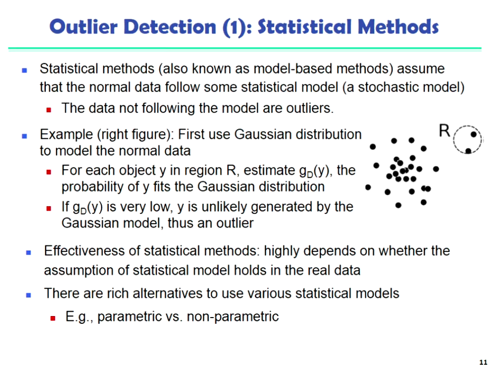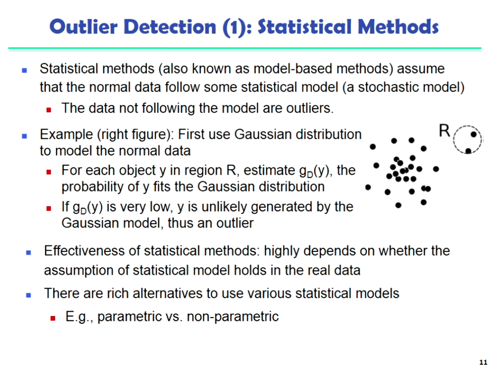So for example, in this example, we will calculate the probability of each object that fits the Gaussian distribution. And if the probability is very low, in this case, this object is unlikely generated by the Gaussian model. Thus, it will be considered as an outlier. And here in statistical methods, there are two types, parametric and non-parametric.